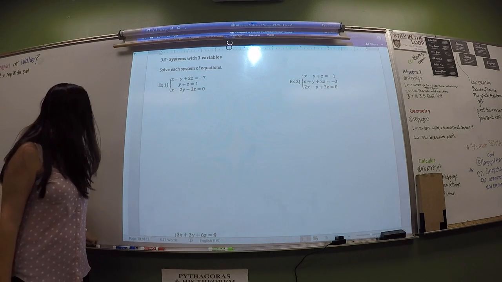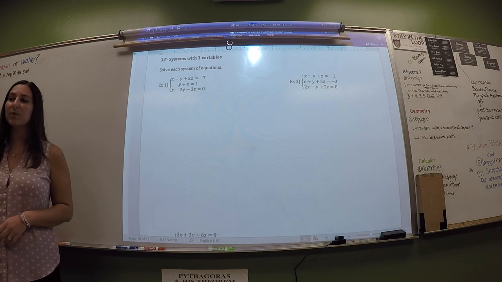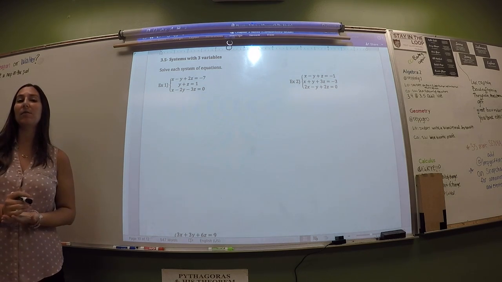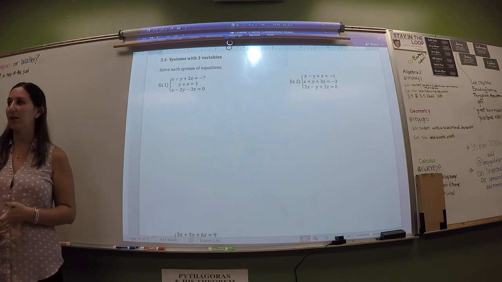All right, so we are solving systems of equations that have 3 variables in it. So instead of just doing one set of elimination and finding an answer, you might have to do 2 or 3 sets of elimination to get your answer.